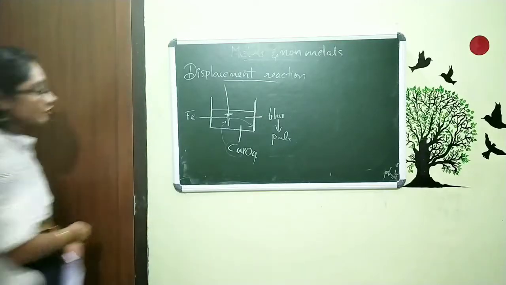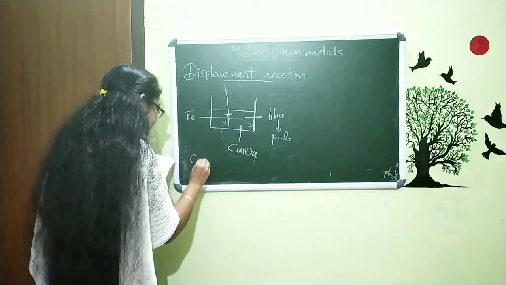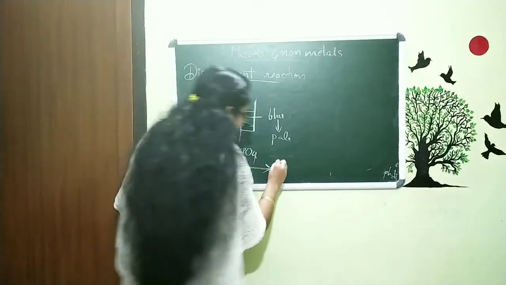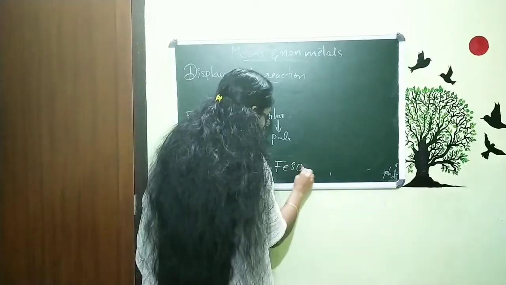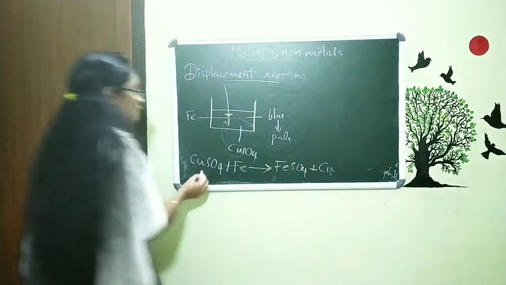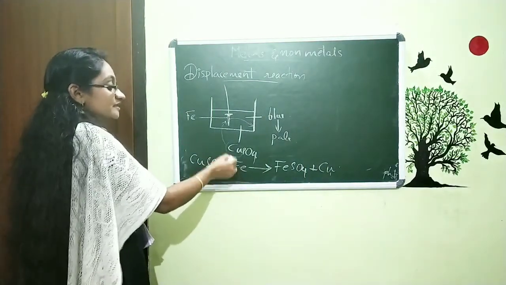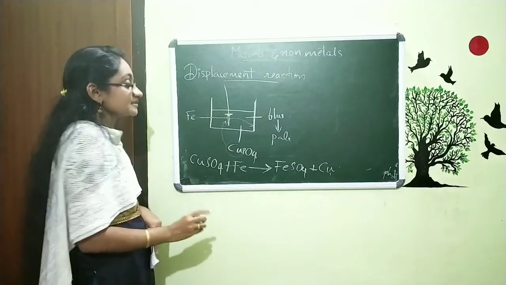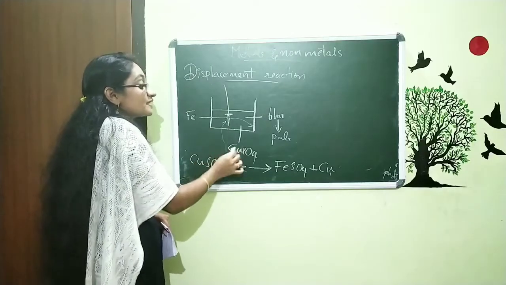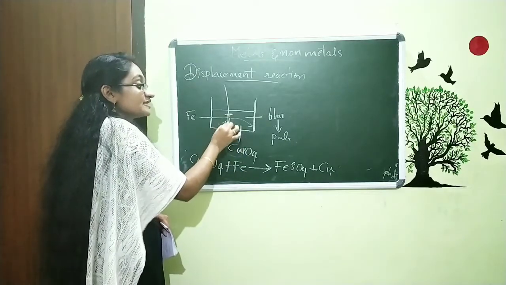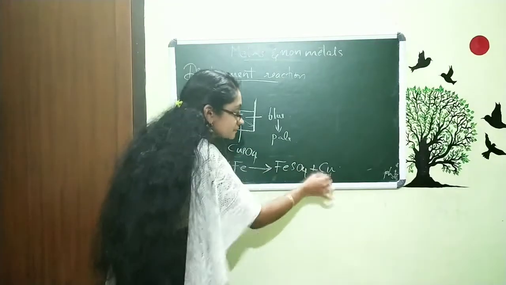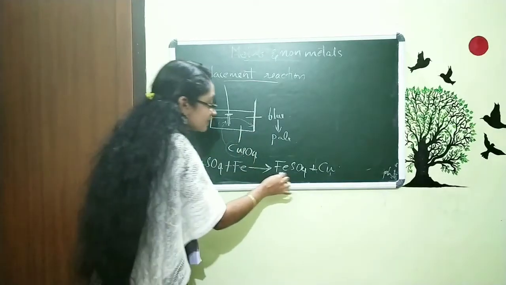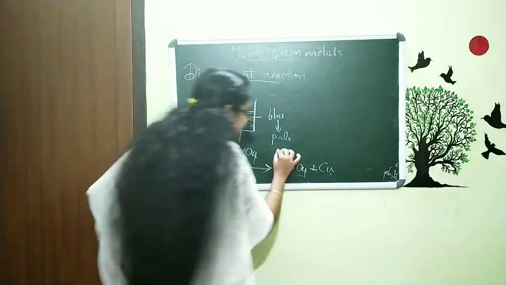Now we are writing the equation when the copper sulfate is reacted with iron. We get the result as FeSO4 plus copper. That means when this copper sulfate solution is reacted with iron, the result is this. Finally, this copper in the solution is getting deposited on this iron nail. That is the copper. And also this iron is moving into the solution. That is FeSO4. FeSO4 is iron sulfate.